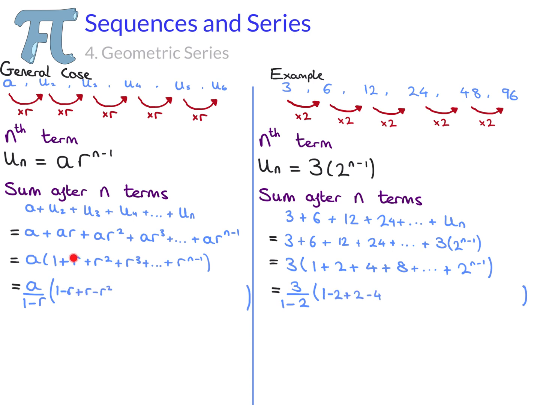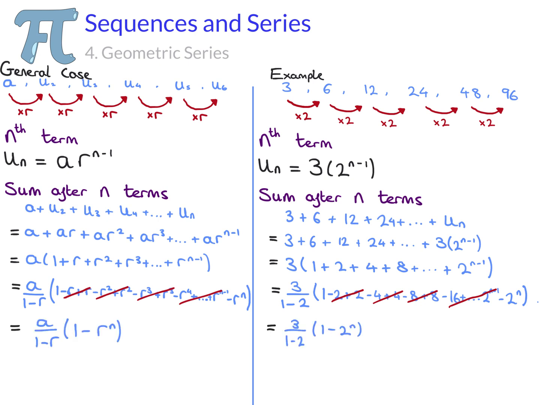Factorizing out a 1 over 1 minus r means multiplying each term in the bracket by 1 minus r, resulting in this pattern. Notice that after the initial 1, each negative term is cancelled out by the successive positive term, all the way until the final negative term, which is given by r to the power of n. Thus, after the cancellation, the sum is equal to a over 1 minus r multiplied by 1 minus r to the n.